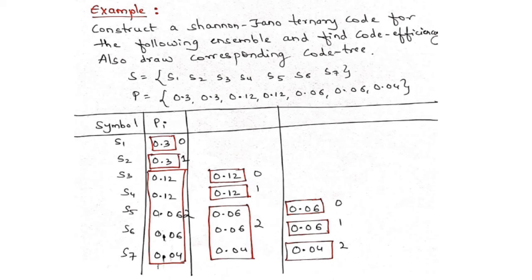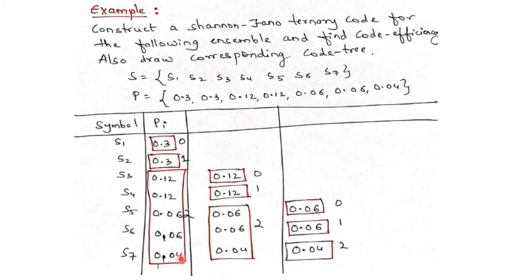So the problem statement is as follows. Construct Shannon's Fano ternary code for the discrete symbols and their probabilities listed below, and also compute code efficiency and draw the corresponding code tree. So the first step is to arrange the given probabilities into descending order. So the order is 0.3, 0.3, 0.12, 0.12, 0.06, 0.06, and at last we'll have 0.04.